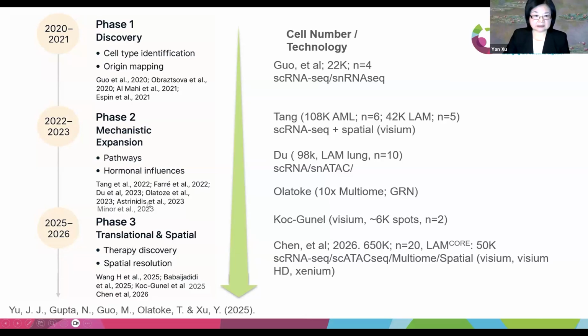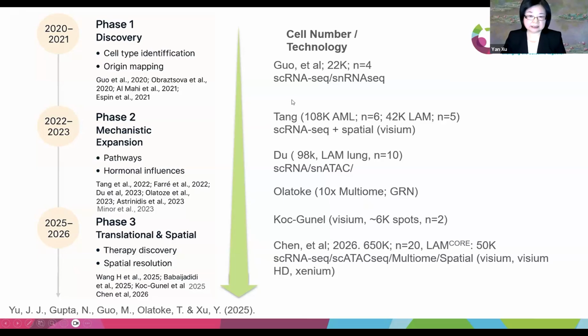But the phase is an arbitrary cutoff. It's not a clear separation. It doesn't mean phase 1 papers don't have mechanism and phase 2 doesn't have translational study. In fact, there is a lot of overlap, just by looking at the name and the paper. The clear trend here actually is the cell number increases with time, and new evolving technology comes out.